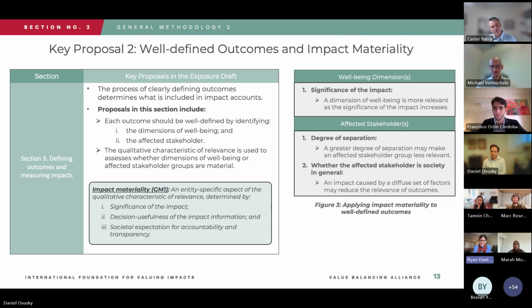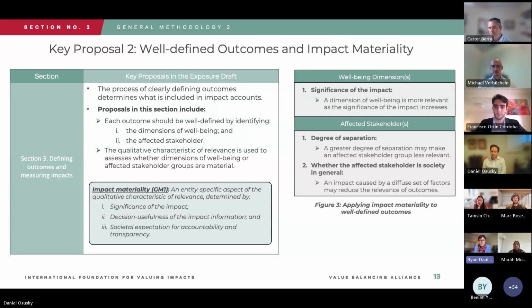So some of the proposals in this section are, one, that each outcome that we define should be well defined. We do that by naming two things: the dimensions of well-being, so all of the dimensions from the prior slide from the OECD framework that are affected. And then we also name the affected stakeholder, which could be an individual, group of people, or society in general. A second proposal is we then use the qualitative characteristic of relevance to assess whether to include that outcome in an impact pathway or to not include.